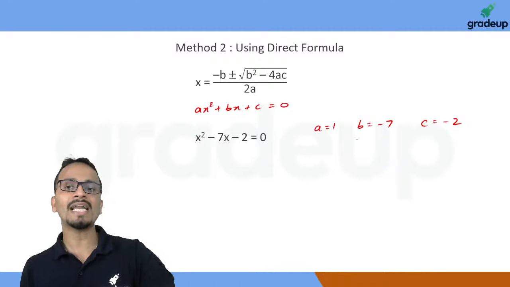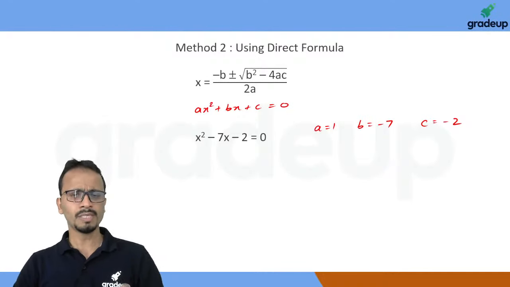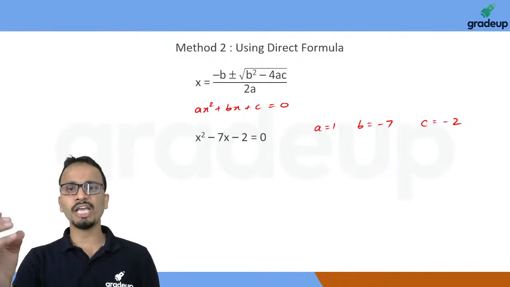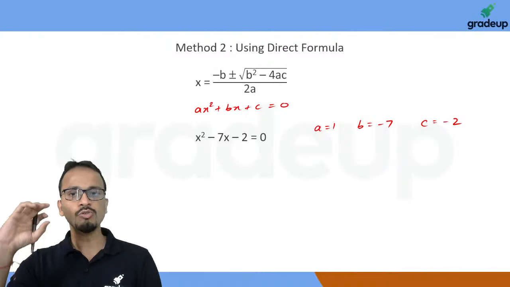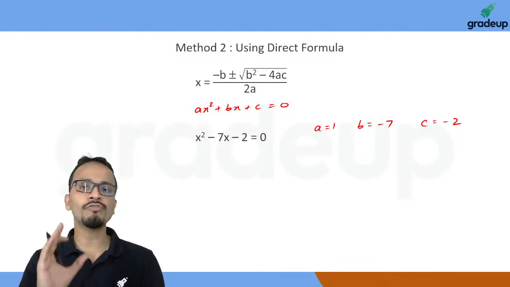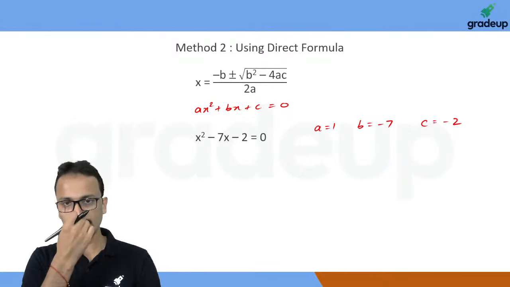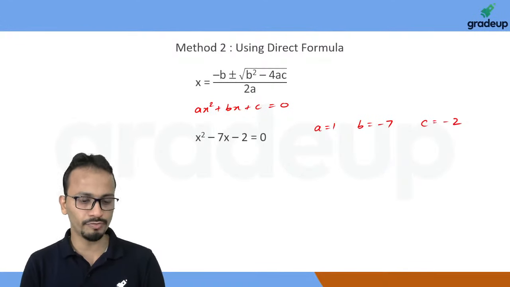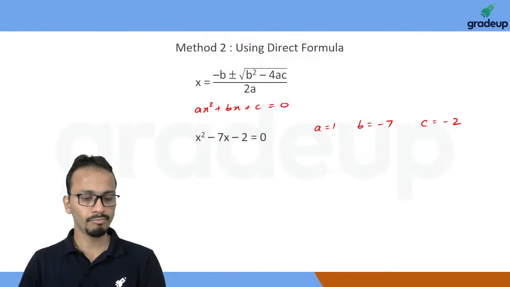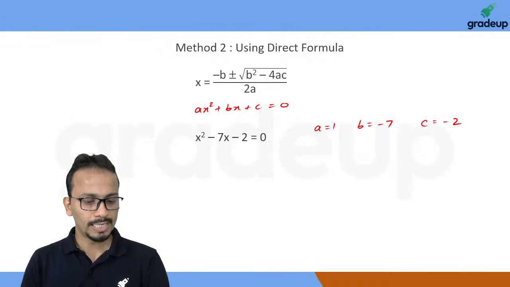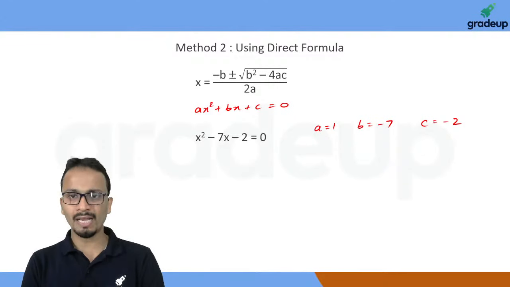Now we just have to directly substitute these values. There is no need to understand this method if you already remember this formula. You just need to directly substitute the values of a, b, and c in the formula, and you will get the values of x. Now, Payal, I hope I'm clear.